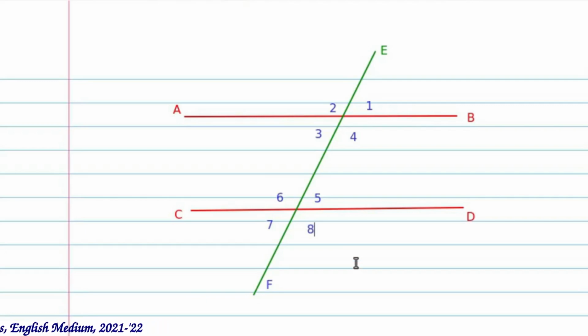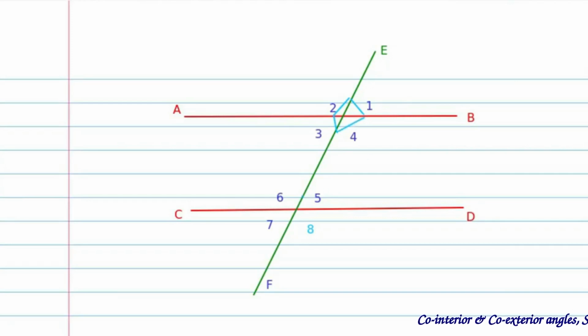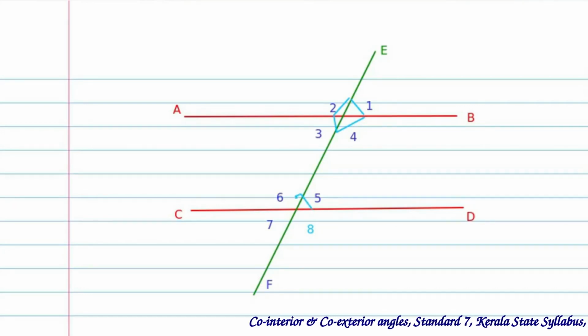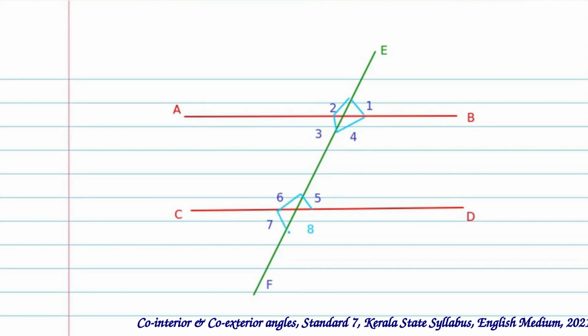So this is so simple. You can see that angles are formed here. Look at this one. This is angle number 1. This one is number 2. This one is number 3. And this one is number 4. Just like that here also. This is angle 5, and this one is 6. This is 7, and this one is 8.